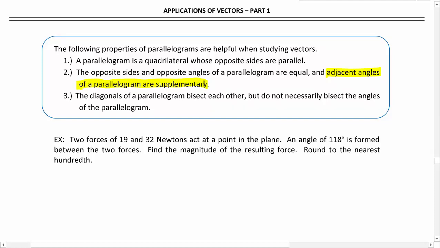The diagonals of a parallelogram bisect each other, but do not necessarily bisect the angles of the parallelogram. So don't assume that. You're going to be tempted to think that the diagonal cuts that angle in half, and that is not the case.